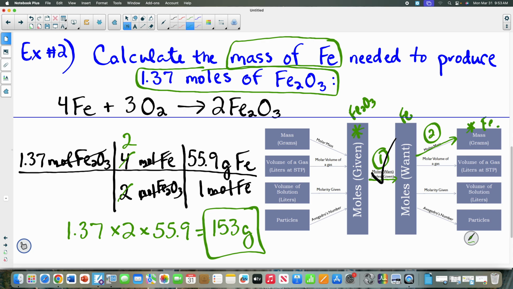All right, so what I want you to try is you do number 10. This one's a little different, right? You're starting with grams and ending with moles. So see if you can map out your steps, right? That means you're going to start here and end here. Okay? So you do number 10.